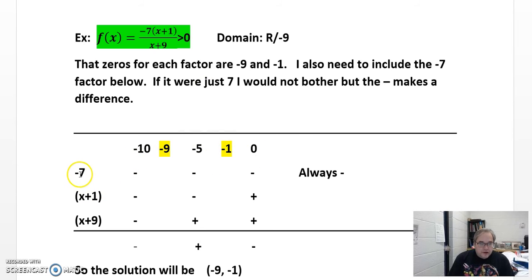Pick my numbers, and I notice this top row is always negative because of that negative 7. I have to add that in because that negative changes the count, and I would end up with this being negative, positive, negative. If I didn't include that, I would have these signs completely backwards. And I want this to be strictly greater than 0. Well, that's going to occur from negative 9 to negative 1, not including any endpoints.